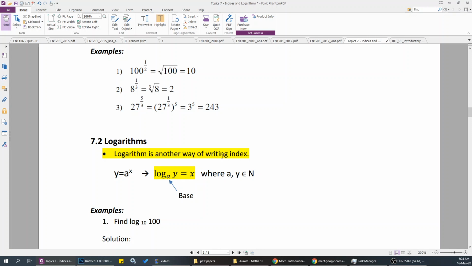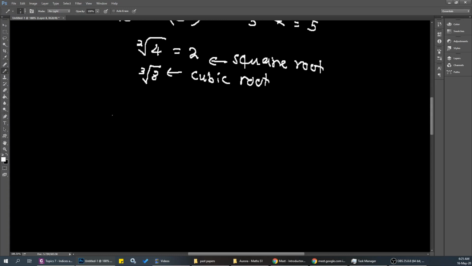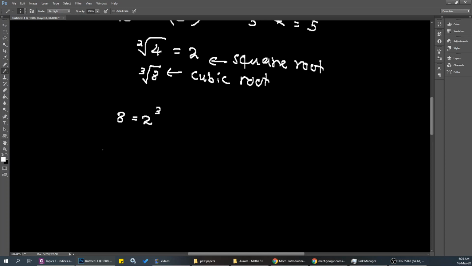So you can see that when you have y equals a to the power x, we can write it as log of y to the base a equals x, where a and y are natural numbers. The most common example that you can remember is, let's say you have 8 equals 2 to the power 3, then you can write it as log of 8 to the base 2 equals 3. You see that this 8 comes here, this 2 comes here, and this 3 comes here. So this is just another way of writing the indices, and that's all you need to keep in your mind.